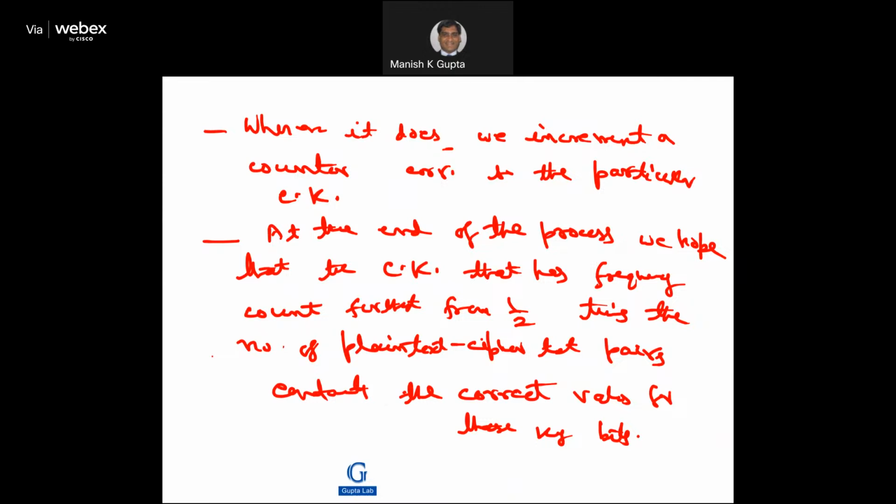At the end of the process, we hope that the candidate key that has a frequency count further away from half, given the number of plaintext-ciphertext pairs, gives us the correct values for the subkeys. I think I'll show you with examples how we can do this.